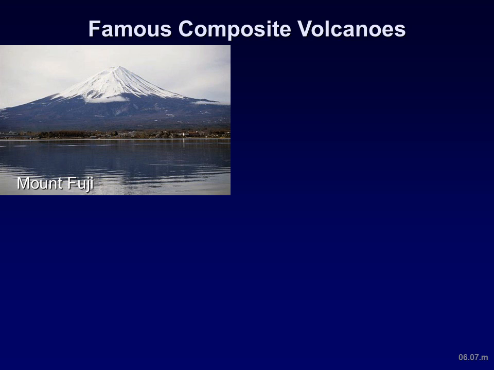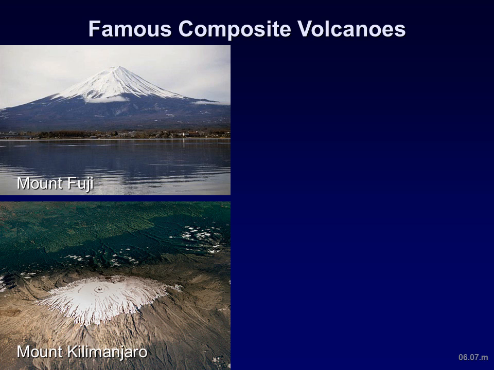Some famous composite volcanoes before we talk about the disasters that are associated with composites. We've got Mount Fuji. It last erupted in 1708, and it occurs because of a subduction zone off the coast of Japan. The next is Mount Kilimanjaro. It is the highest mountain in Africa, and its formation is related to the East African Rift.